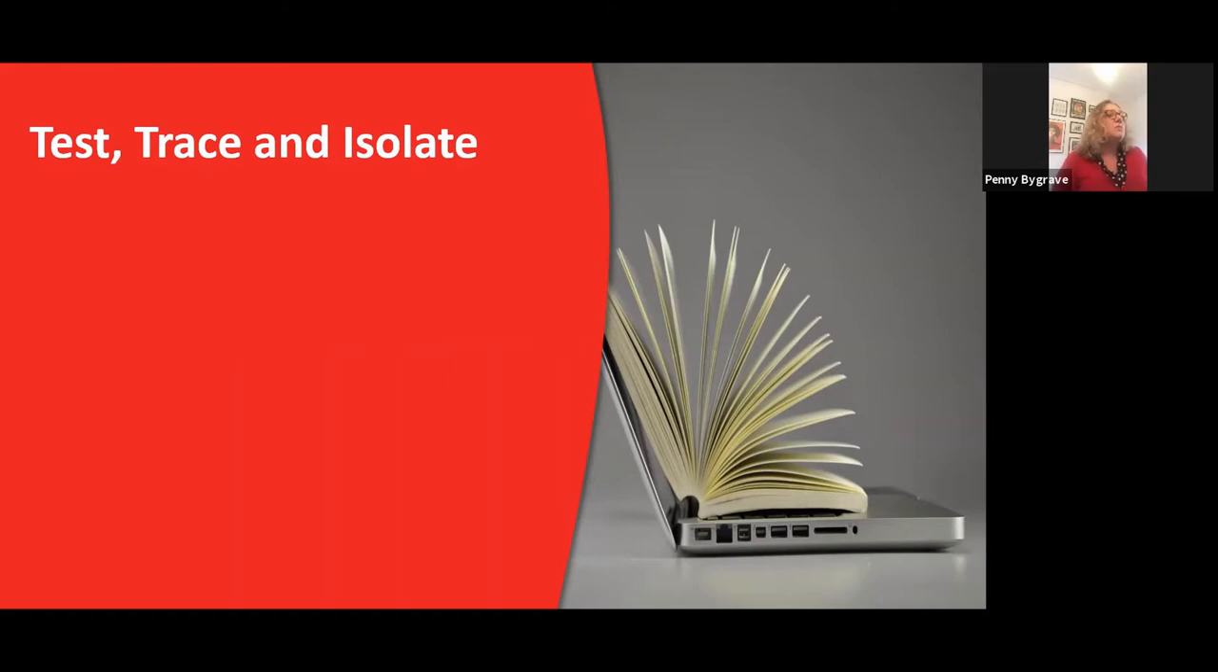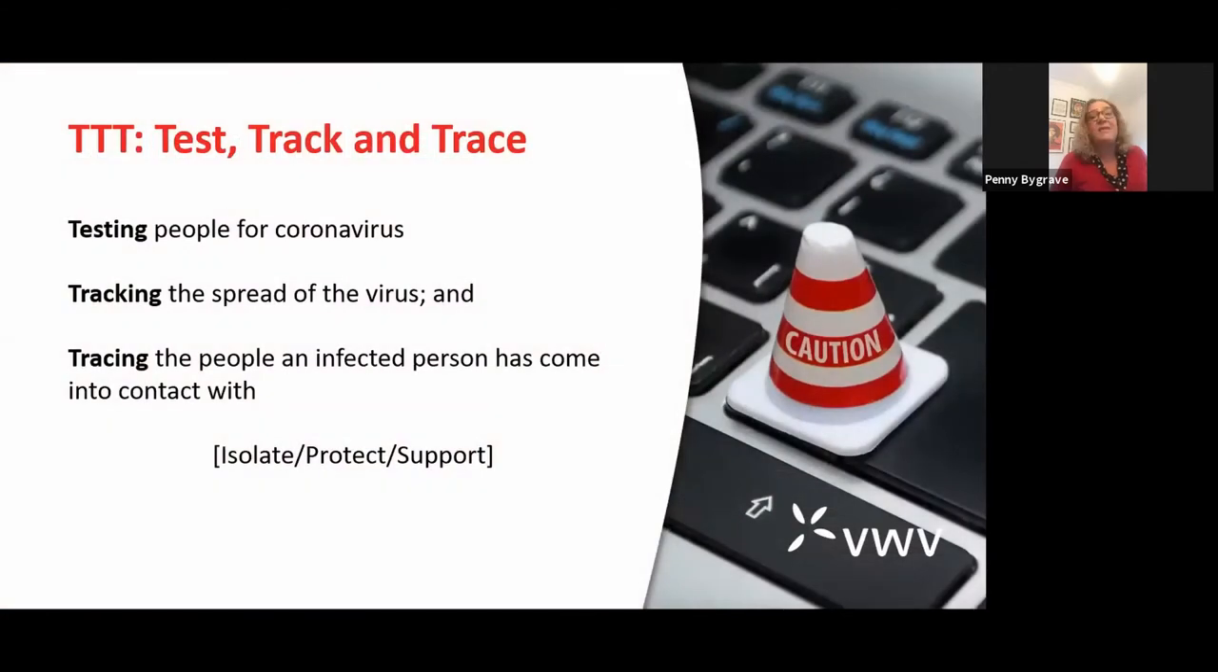So to move on to the next slide, we'll see what we need to be thinking about if you're going to introduce your own test, track and trace, or test, trace and isolate. If you're in Scotland, then that's test, trace, isolate, protect. In Wales and Northern Ireland, I think it's test, trace and support. So, as you can see, there are four different regimes, different terminology, but we really are talking about the same thing. So testing people to see if they have got the virus, tracking the spread of the virus and tracing contacts where an infected person has come in contact with someone else.